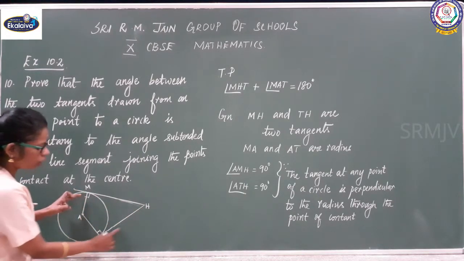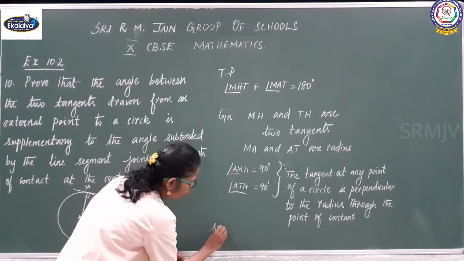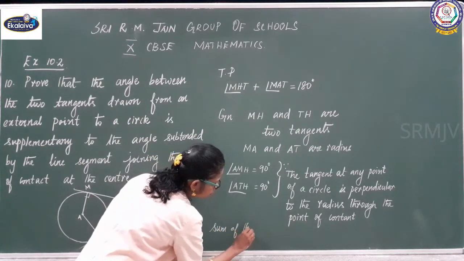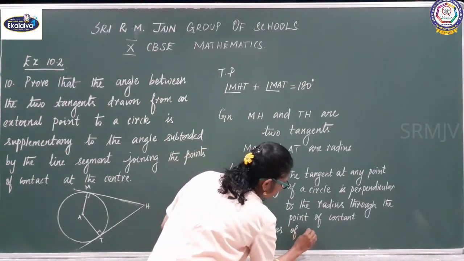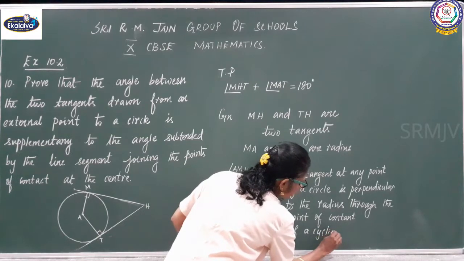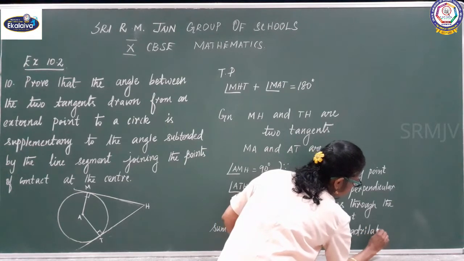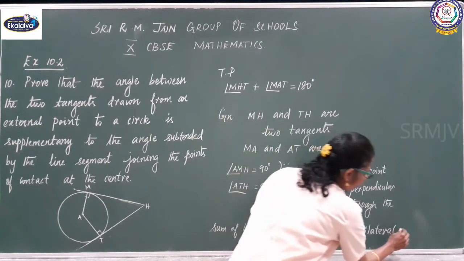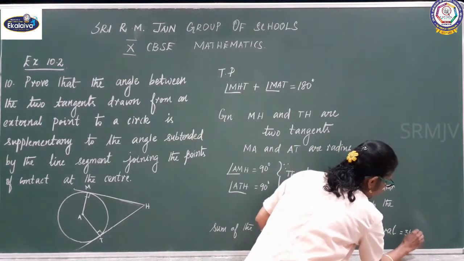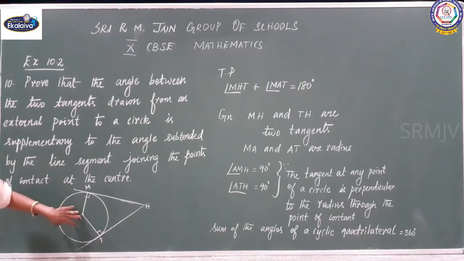The sum of the angles of a cyclic quadrilateral equal to 360 degree, right? Sum of the angles of a cyclic quadrilateral equal to 360 degree. Why do we call it a cyclic quadrilateral? The quadrilateral, half of the quadrilateral exists inside the circle. So we call it a cyclic quadrilateral.